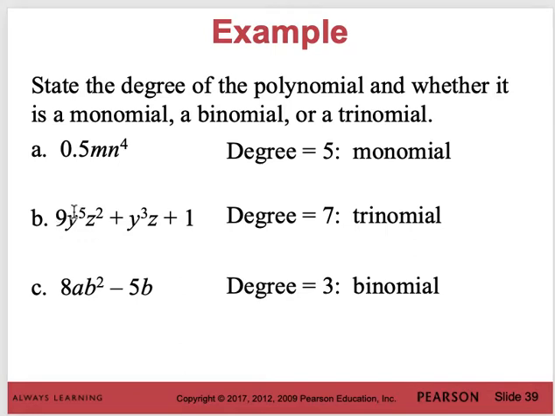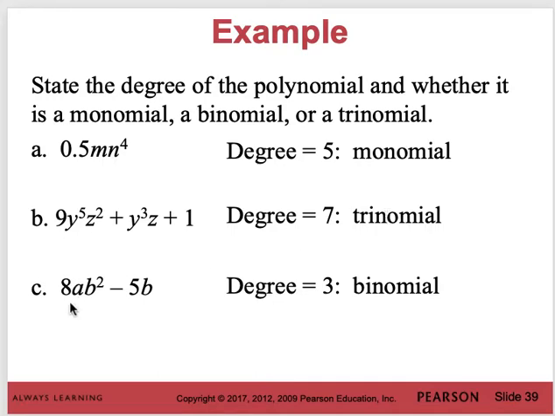In this case, we have a 5 exponent plus a 2 exponent, which gives us 7. On the right, we have a 3 plus a 1, which is 4. So the larger of those 2 is 7. So this is a degree of 7. And we are adding 1, 2, 3 terms together. A triangle has 3 sides. This has 3 terms, so this is called a trinomial.